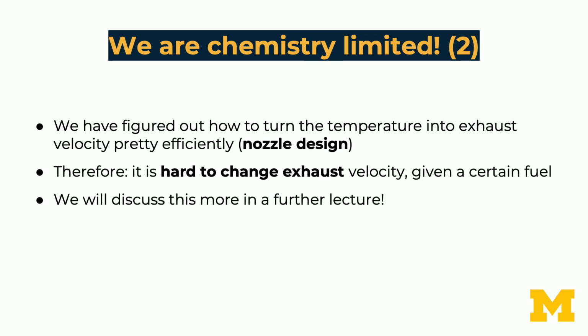And so what we need to do then is figure out how to turn that temperature into something useful. We get a very precise amount of temperature out of this chemical equation. And then we basically turn that temperature into kinetic energy, which is done through the nozzle design. You can basically only turn that certain amount of temperature into a certain amount of kinetic energy because you only have a certain amount of energy to work with. And so it's really hard to actually change the exhaust velocity given a certain fuel.